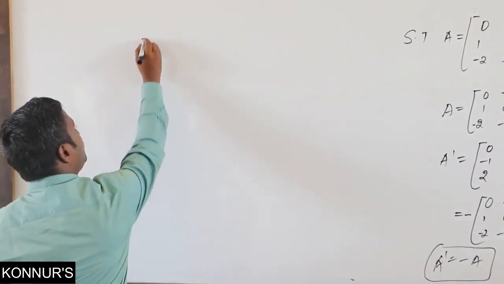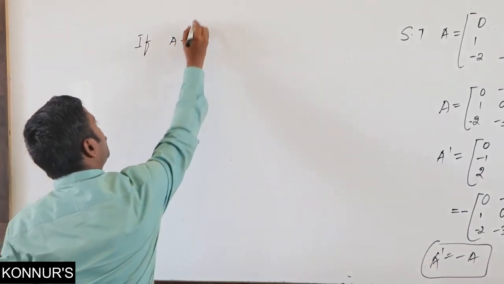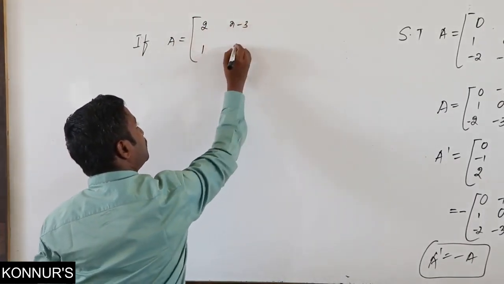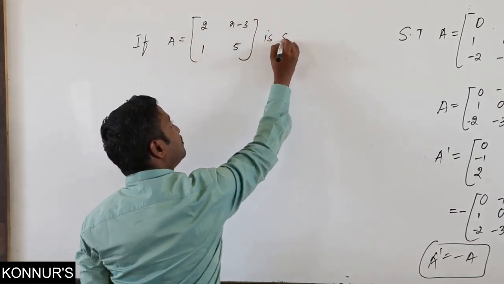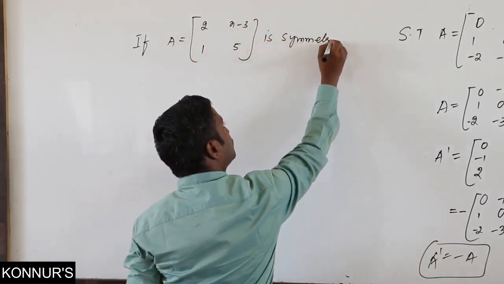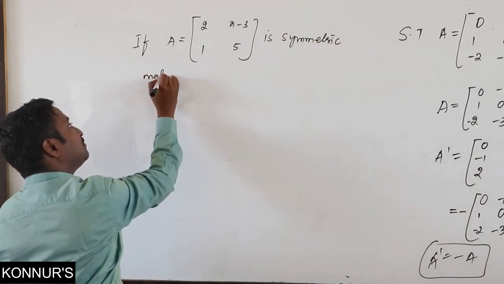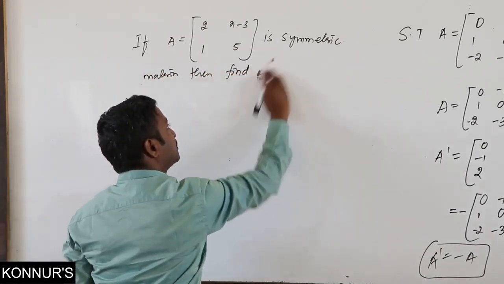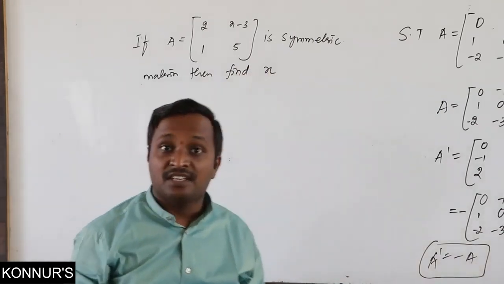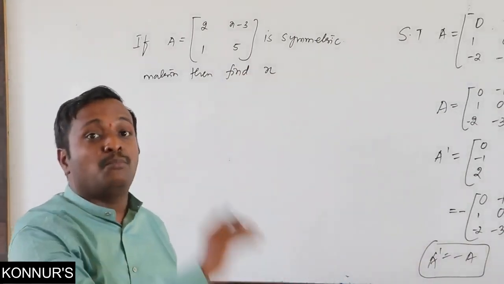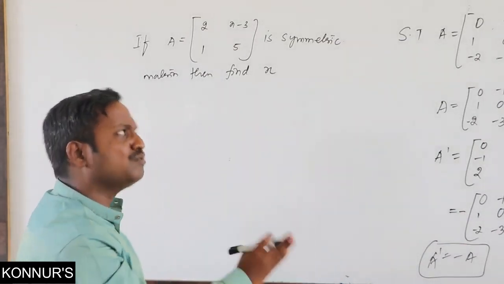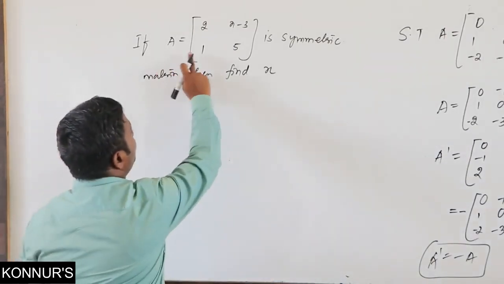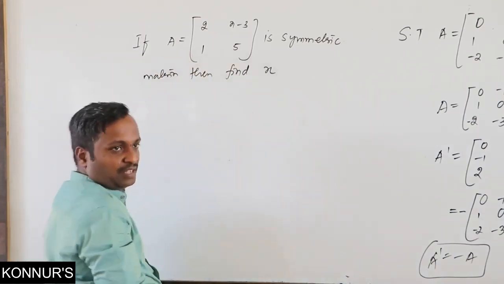Just observe. If A is equal to 2 x, minus 3 1 5 is a symmetric matrix, then find the value of x. There is a question like this, but not exactly this question. Probably there is a little change, but the concept is the same. What is the given condition? It is symmetric. Then find x. What is the symmetric definition?